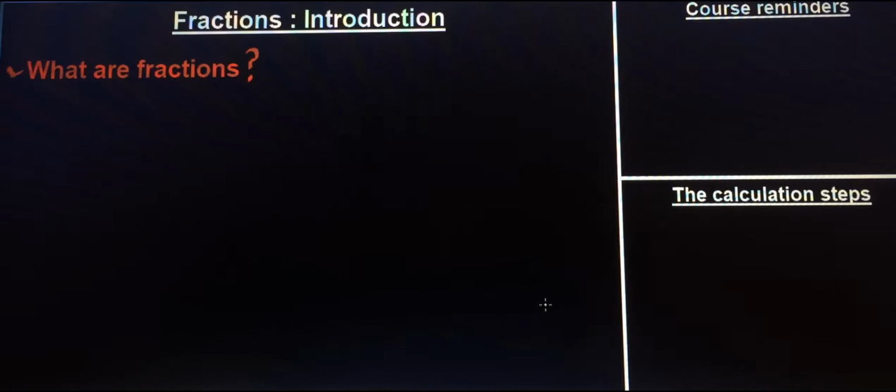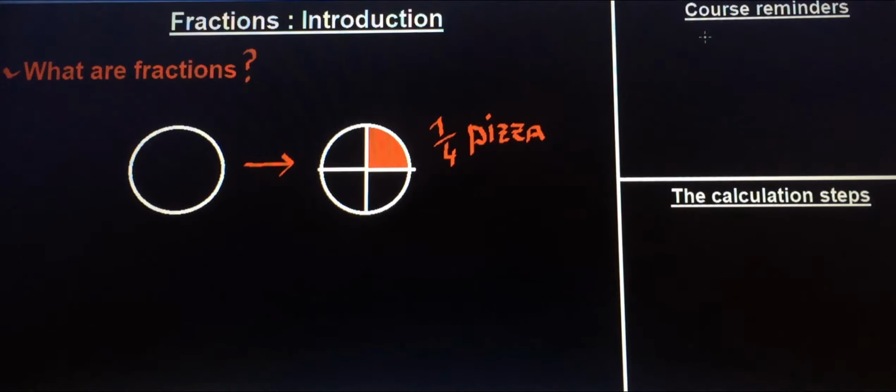What are fractions? Fractions are ways of writing parts of whole numbers. For example, if we take a pizza and divide it up equally between 4 people, each person will have 1/4 of the pizza.